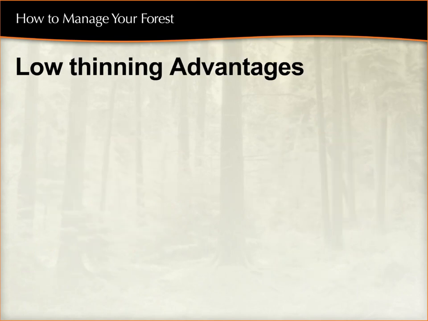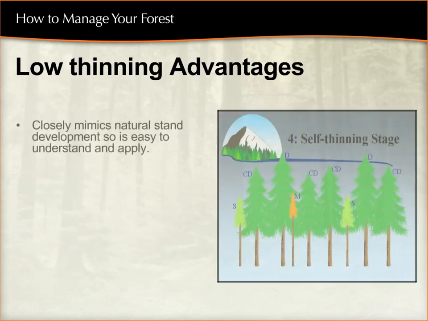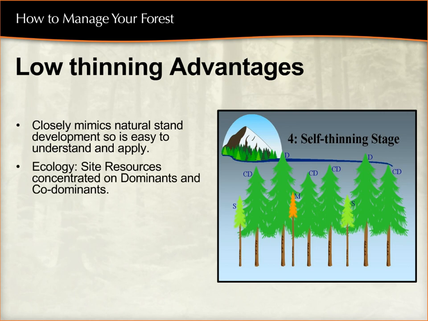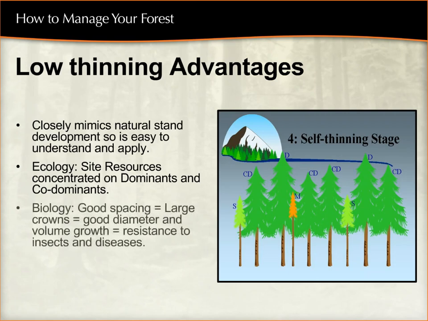Some of the advantages of a low thinning are that it closely mimics natural stand development, so it's easy to understand and apply. The site resources are concentrated on the dominant and co-dominant trees, which have a proven track record of good growth. Biologically, spacing out the trees helps them produce the large crowns needed for good diameter and volume growth, as well as resistance to insect and disease problems. And a low thinning tends to create a uniform appearing, even-aged kind of stand structure.